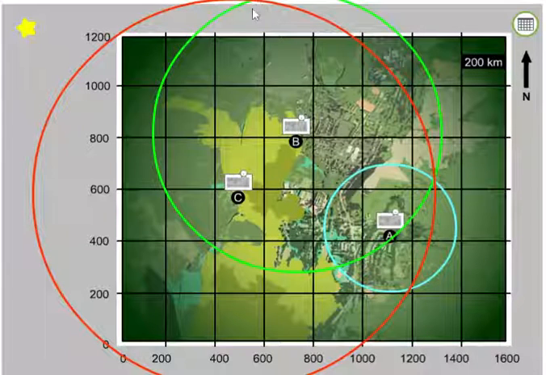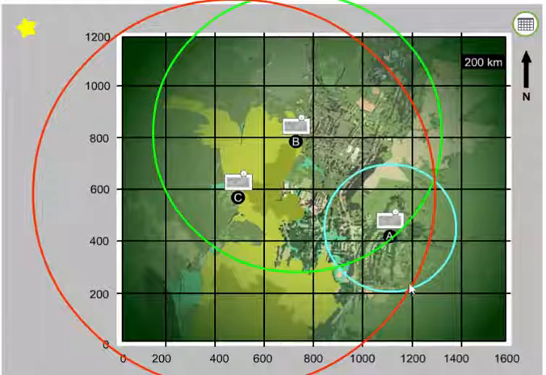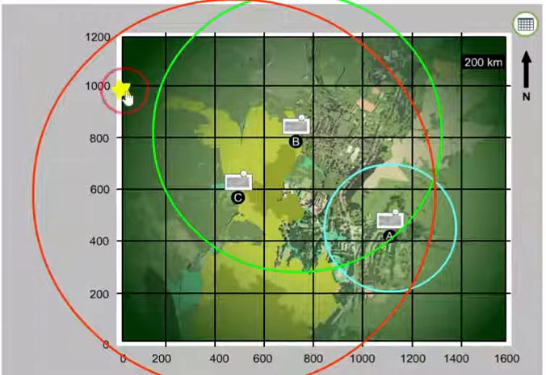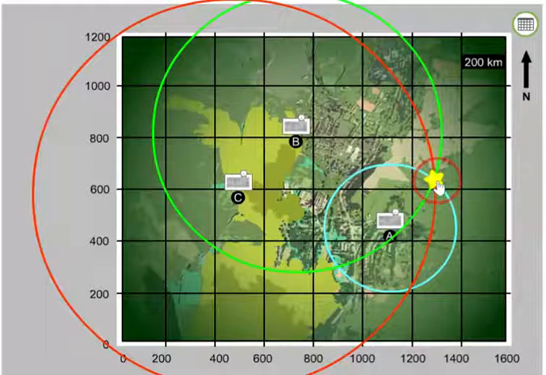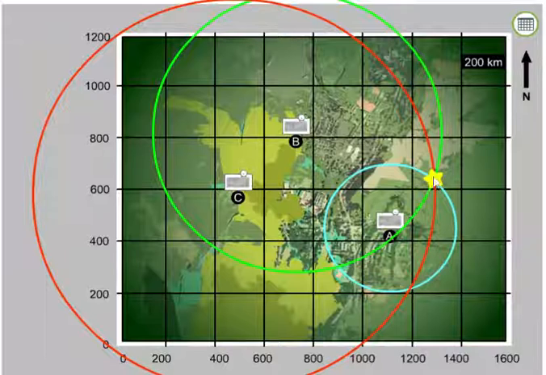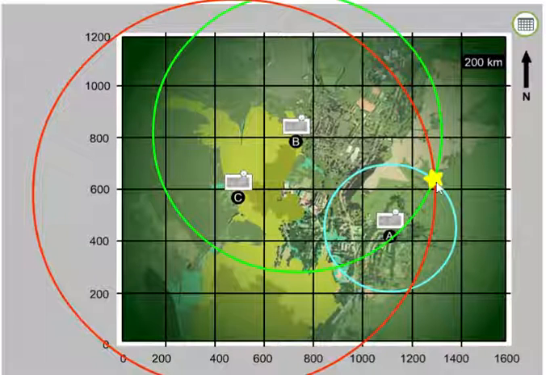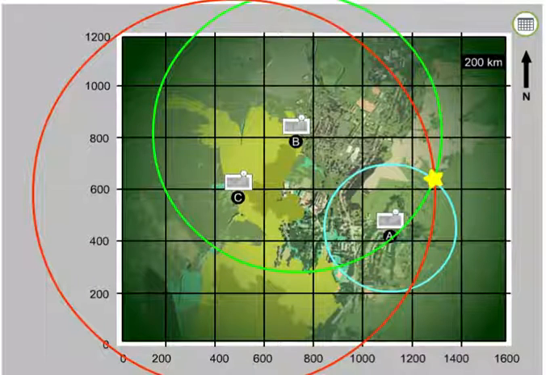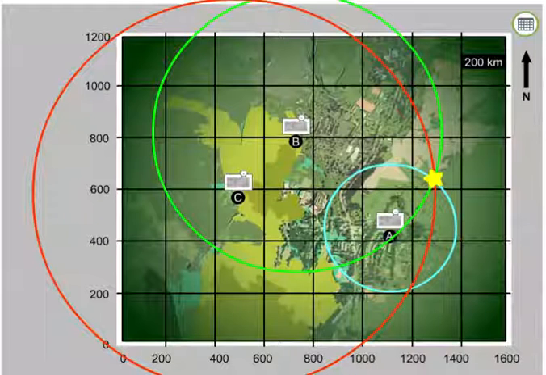Now you'll notice that there's a lot of spots where it overlaps with some of the others. But the only spot where all 3 circles overlap would be right here at this location with the star. That means that the epicenter of the earthquake is where all 3 circles come together.